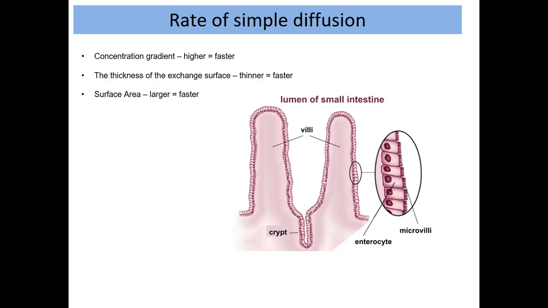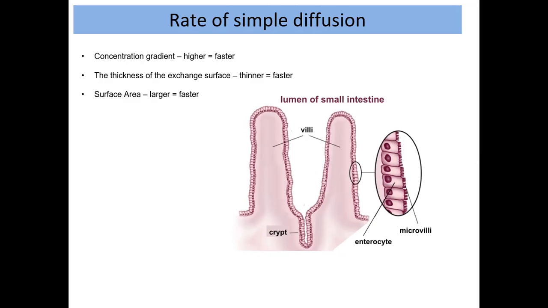So we want a large surface area, we want a high concentration gradient, and we want a very small thickness, very small distance to travel, to get the rate of diffusion as high as possible. This is for simple diffusion. Now here I've got an image of the lumen of the small intestine, and the small intestine is made up of villi, and when we look at our villi, we actually have microvilli on them. Microvilli increase the surface area of the small intestine for faster diffusion.